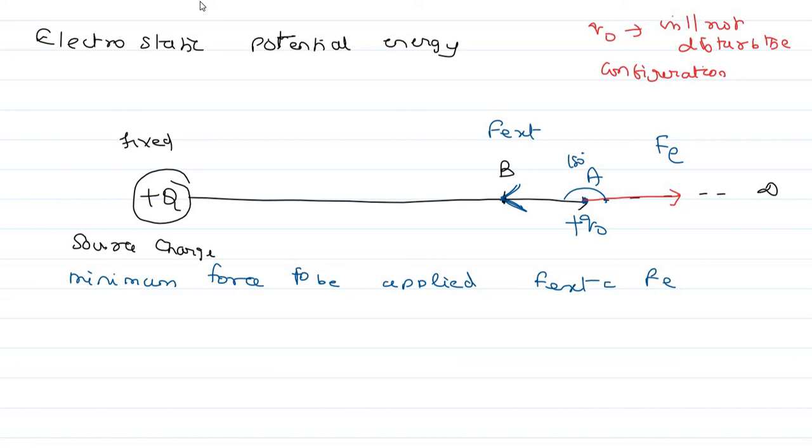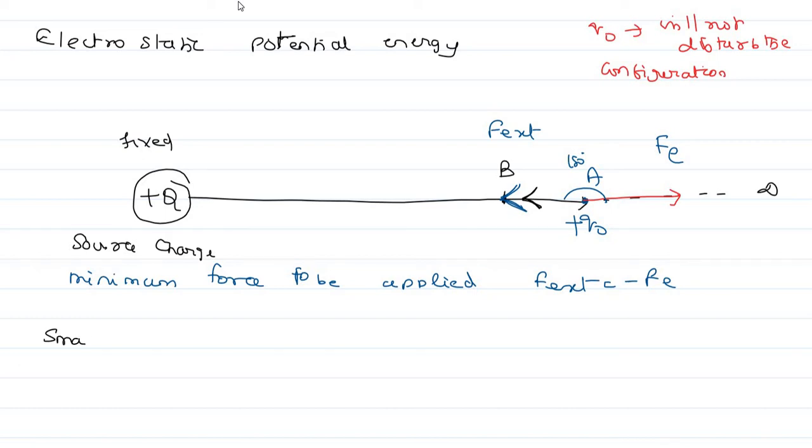So F external will be equal to minus Fe, and the negative sign indicates what? It is in a direction opposite to the electrostatic force. Okay, in which direction do you want to move? You want to move in this direction. The displacement is happening from A to B. Right? So the direction is also in this direction.